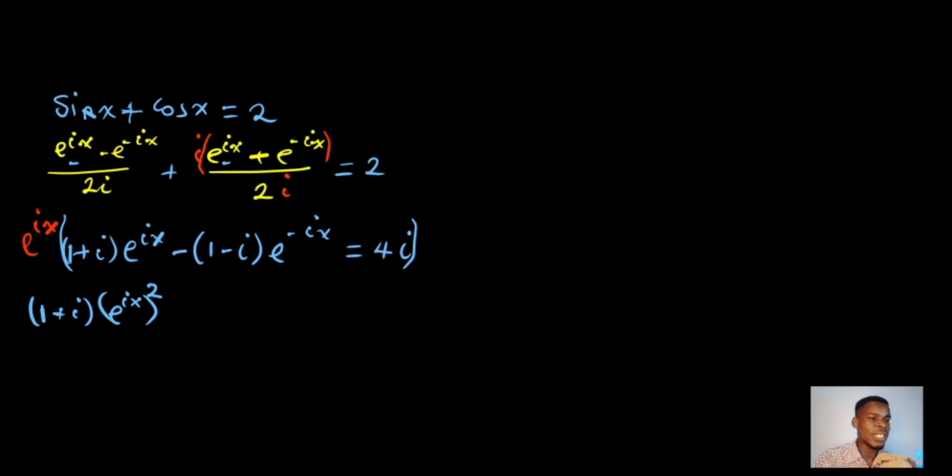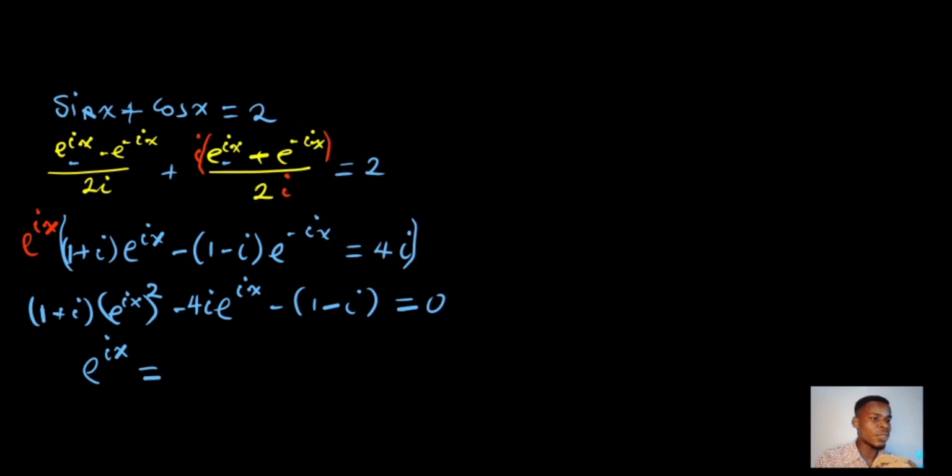For this last term, let's move it to the left hand side. That will become minus 4i. We multiply it by e to the power of ix because we're multiplying both sides by the same thing. Then we'll be left with negative of 1 minus i. So this is equal to 0. That's because e to the power of negative ix times e to the power of ix will be 1. Okay, so this is a quadratic in terms of e to the power of ix. So maybe let's make that the subject using the quadratic formula.